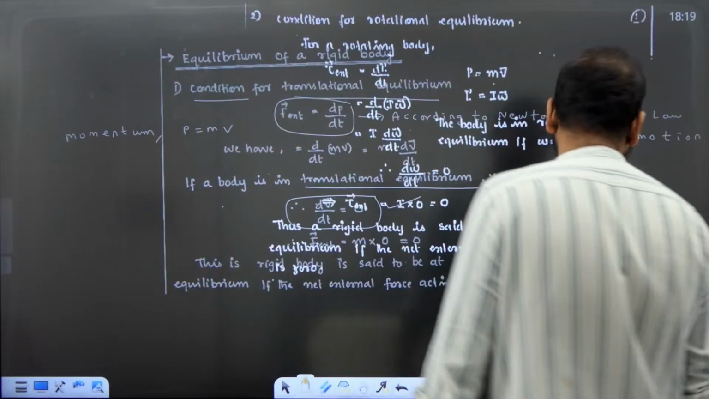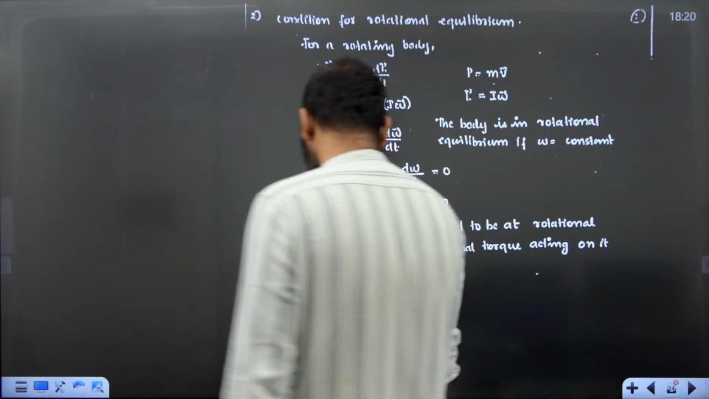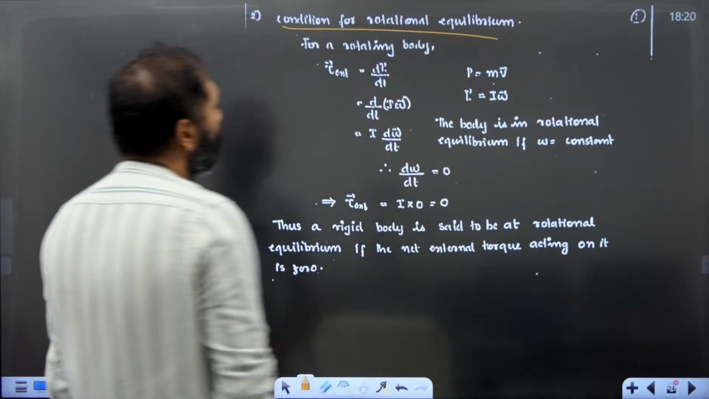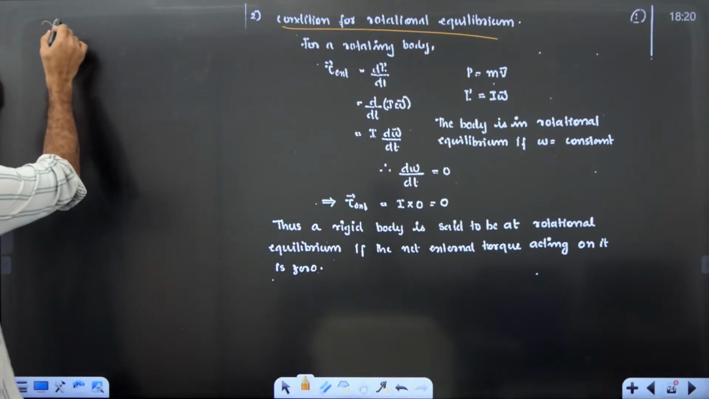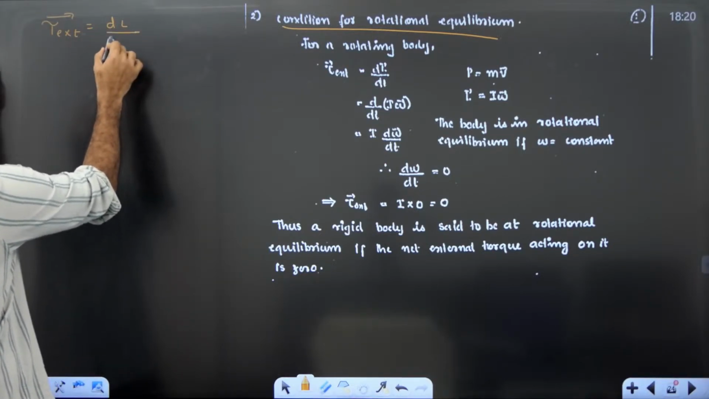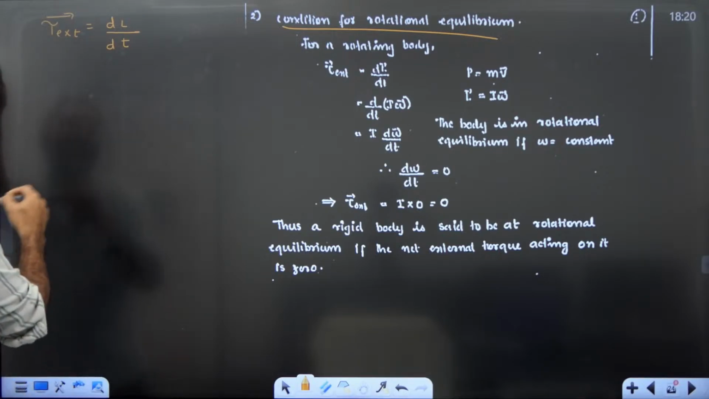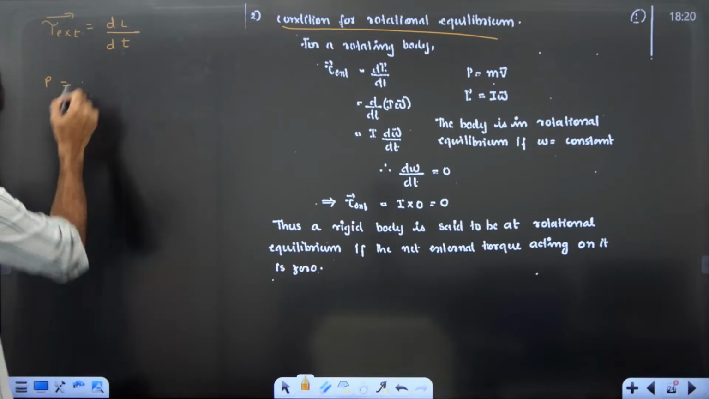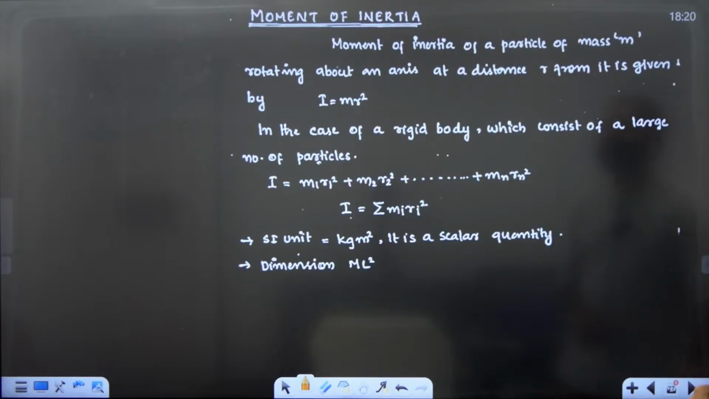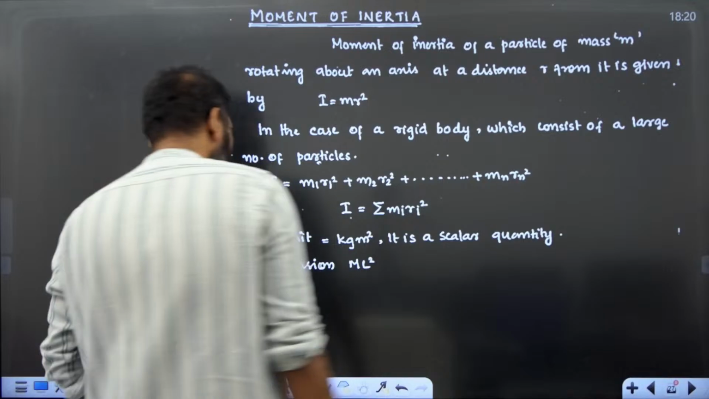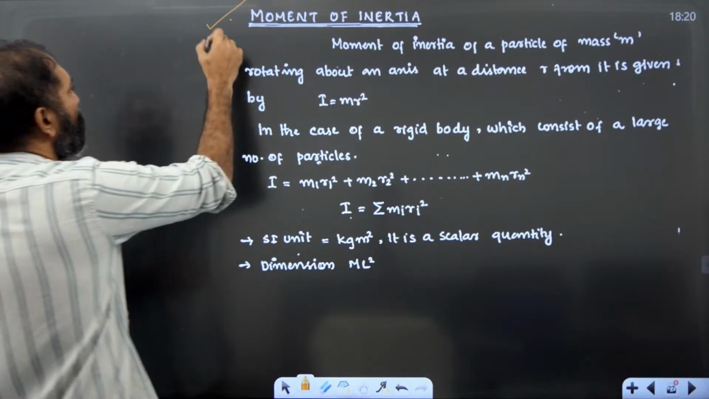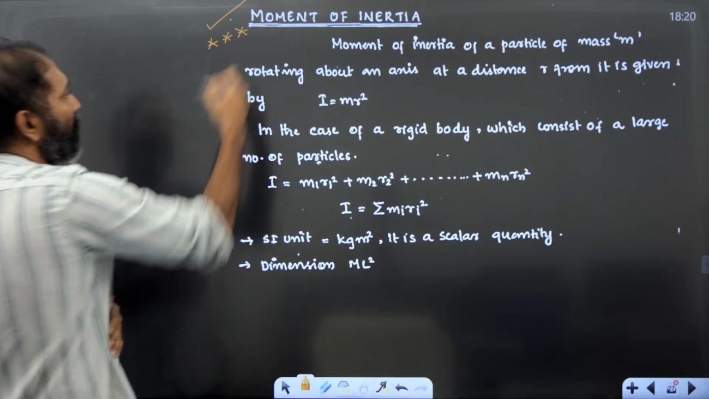Done. Next, condition for rotational equilibrium. For a rotating body, I will write external torque is equal to the rate of change of angular momentum. Now remember, before taking that I should take another topic, which is moment of inertia. It is a very important topic.